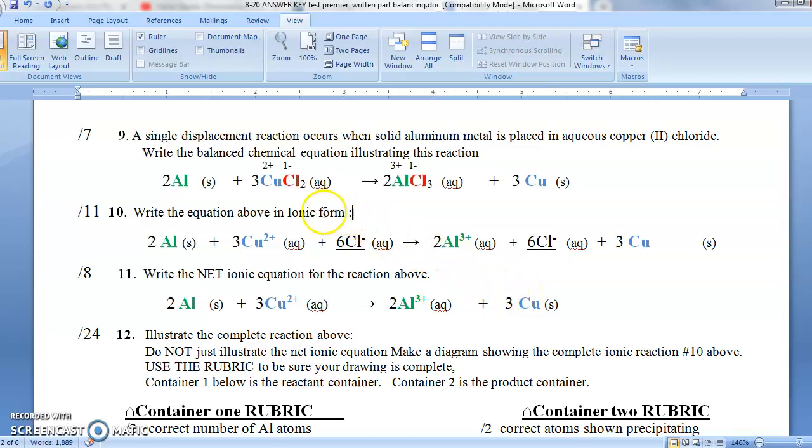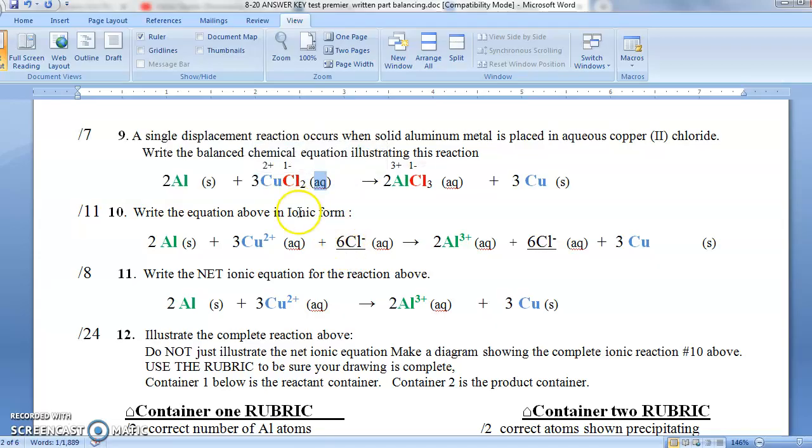Now they want us to write this in ionic form. Number 10, write this equation in ionic form. All right, ionic form just means pull apart the ions. Well, this isn't an ion, so we don't have to pull it apart. Right here, these are ions. We have 2 pluses joining together with the 1 minuses. We pull them apart. We have 3 Cu2 pluses. We have 2 times 3, we have 6 Cl minuses.